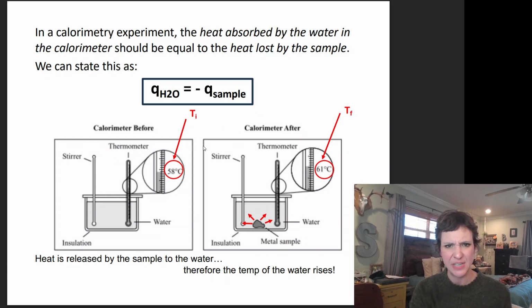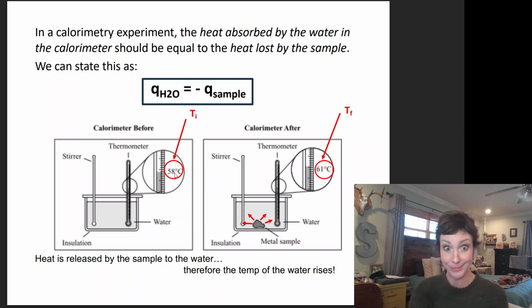Okay, I'm going to get back to this equation. I want to talk about what we're seeing right here in these pictures. This is a very simple diagram of a calorimeter. Basically, I've got some water in here, and y'all, I've got a thermometer so I can measure the temperature of the water. Boom! Before I did anything and put anything inside that water, it was 58 degrees Celsius.